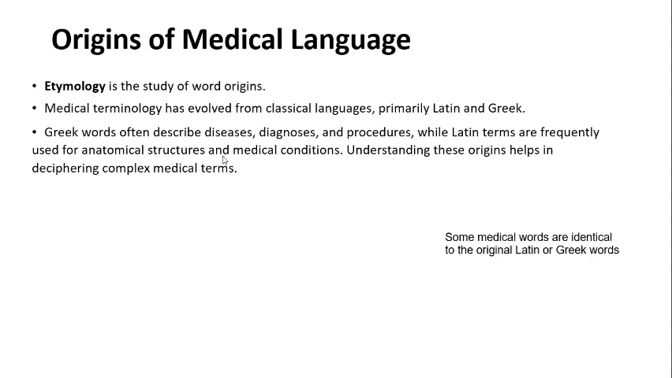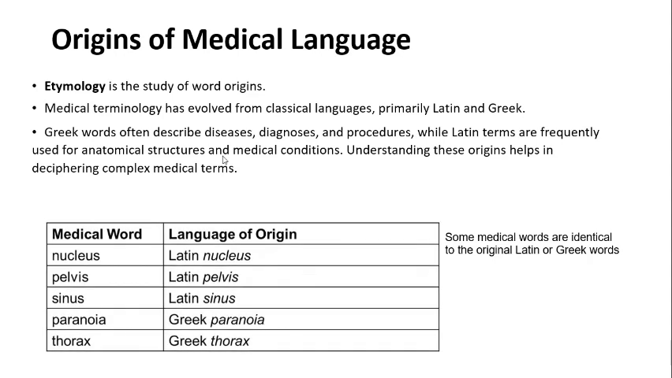So when we're looking at medical words, we have quite a number of them that did not really change from the original words which they were known for. However, some of them have also been modified. Some medical words did not change from their origin, either from the Latin or the Greek. We have nucleus, which still remains the same as the Latin nucleus. We have paranoia, which still remains the Greek word paranoia.